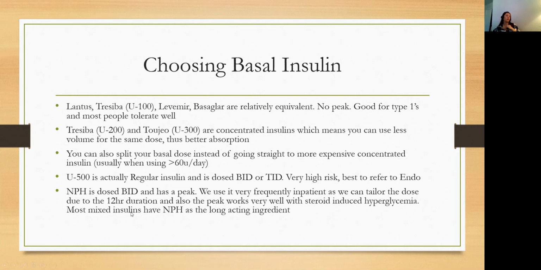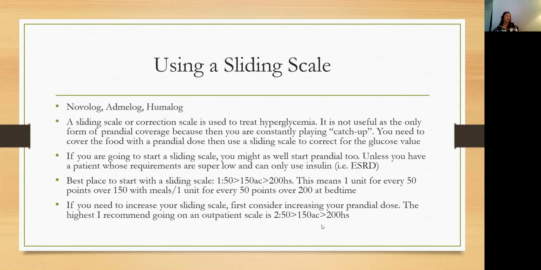And when you're dealing with mixed insulins like 70/30, NPH is the long acting ingredient in those. And that's why you dose those twice a day. I'll cover that later. Using a sliding scale, you're going to be using your short acting insulins for a sliding scale. So this is going to be Novolog, Admelog, and Humalog.